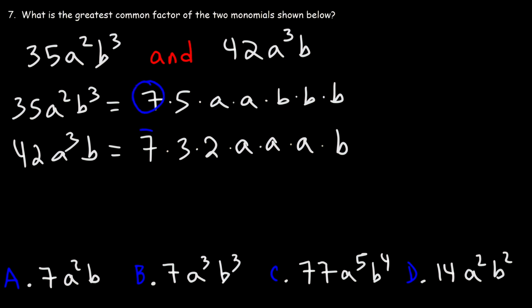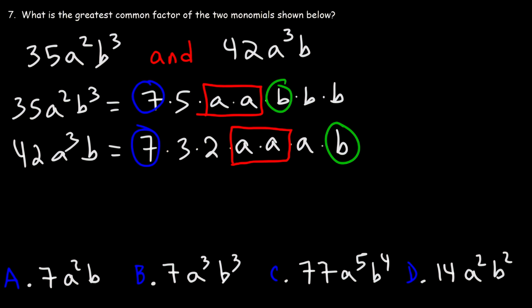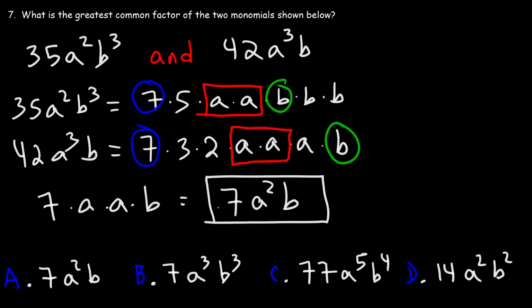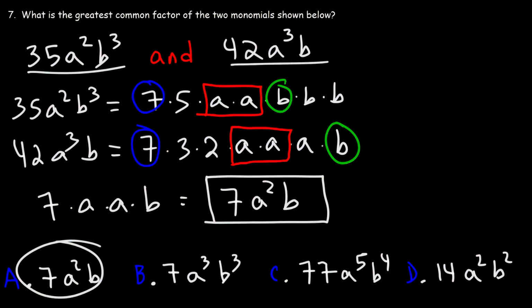7 is a common factor of both monomials. Another common factor is A squared. They both contain at least 2 A variables. Another factor is B. So combining these, we're going to get the greatest common factor, which has a 7, 2 A's, and a B. So A times A is A squared. So thus we have 7A squared B. So that is the GCF, or the greatest common factor, between these two monomials. That's how you can find it.